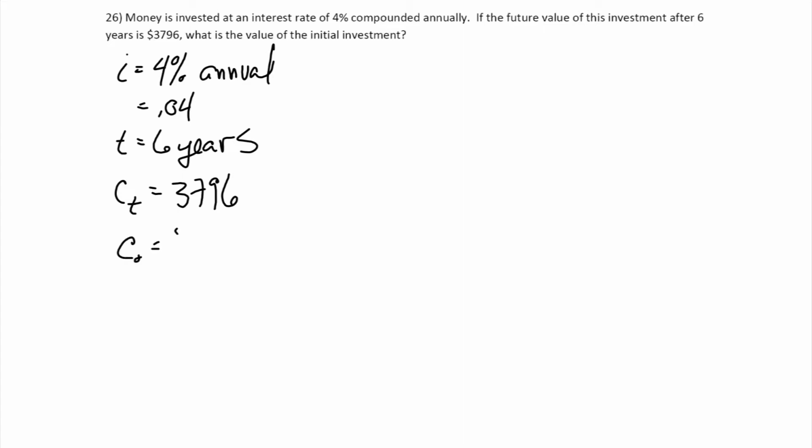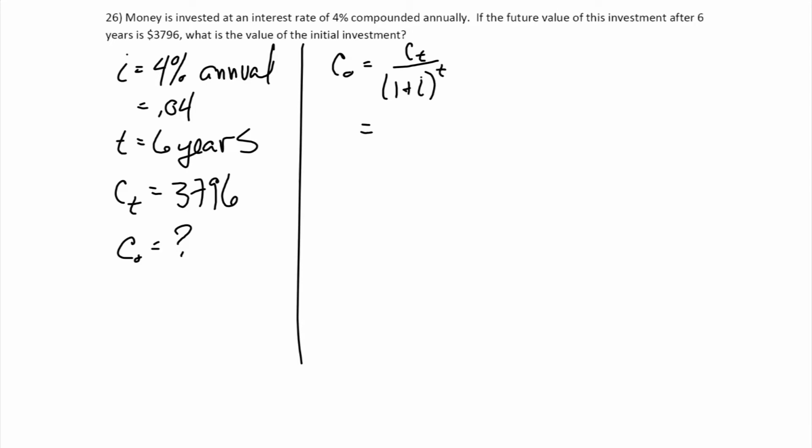So we're looking for C0. That's our unknown. We do our check to make sure that our T is in the same unit as our I. You can see we've got years and annual, so we're okay there. We don't need to do any further conversion. This time we're looking for C0, which is equal to the final value divided by 1 plus I to the exponent T. Substituting in the values, CT is 3,796 divided by 1 plus 0.04 to the exponent of 6.